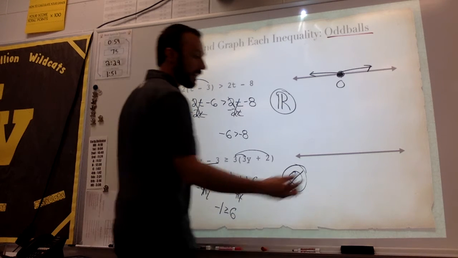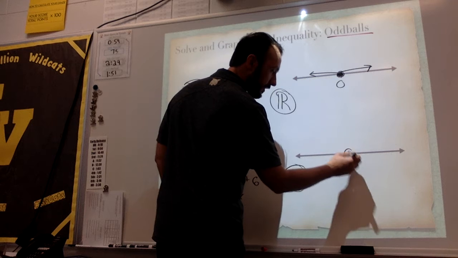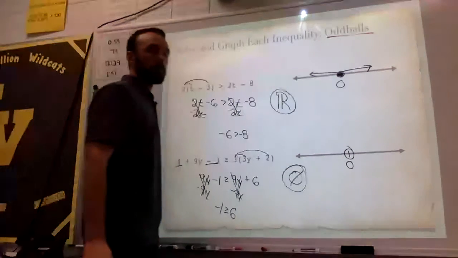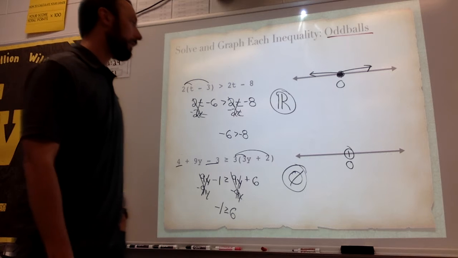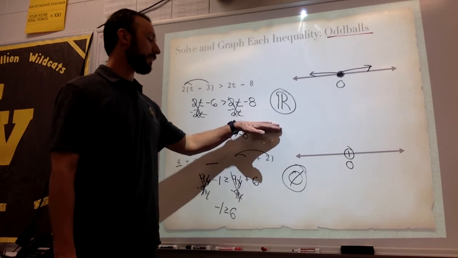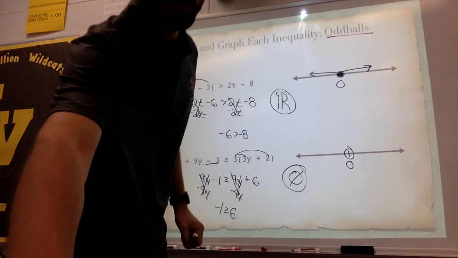And that's where, if we want to graph it, we just put 0 with a circle, leave it hollow, that means it's not part of the solution set, and so there's nothing on that number line that is part of this solution. So we have an all real number up here and a no solution down there.